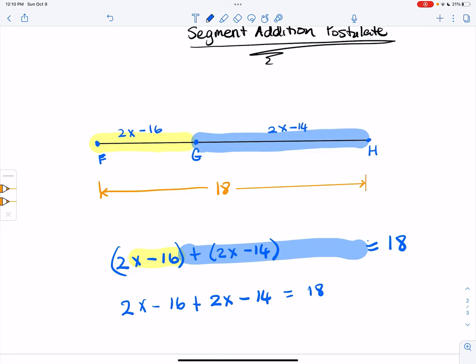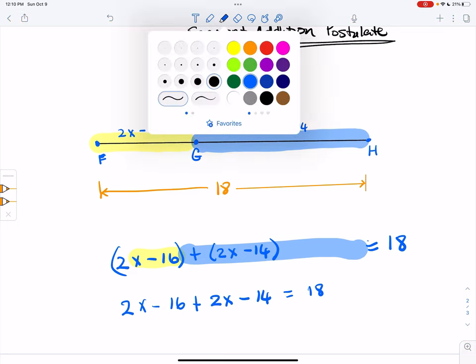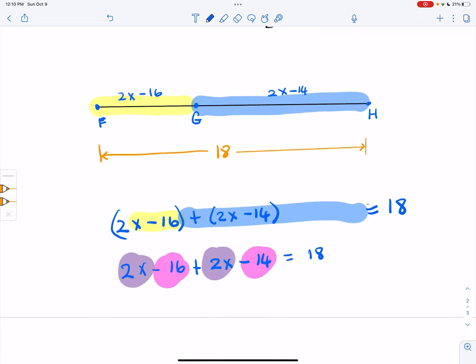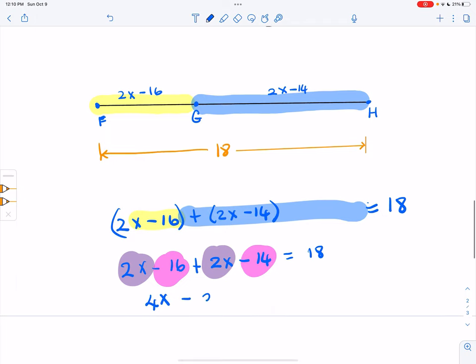Now we look for like terms and use a different color highlighter. We have the x's over here, and we have just our numbers in pink. When we add 2x plus 2x, we get 4x. And when we add negative 16 minus 14, we get negative 30. And that is equal to 18. All right, so now we're almost done.